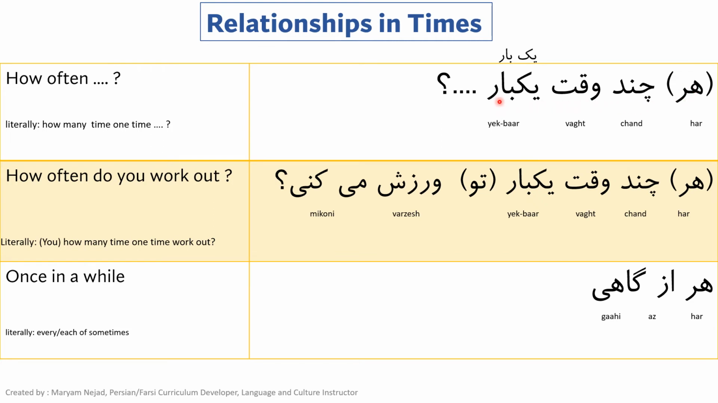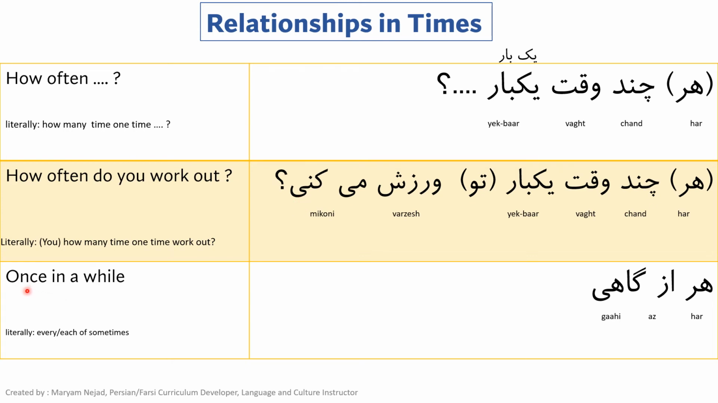And then we need to have the question intonation. For example, how often do you work out? So to work out, it's ورزش کردن. So it's going to be هر چند وقت یک بار تو ورزش میکنی. One more time. Or we can also not say هر and be like چند وقت یک بار ورزش میکنی. To is also in a bracket because it's already implied in the conjugation.